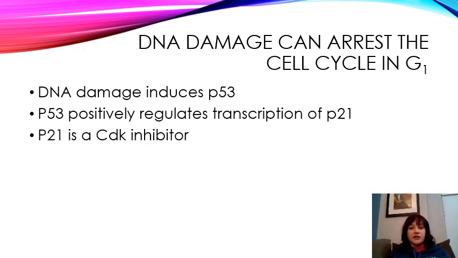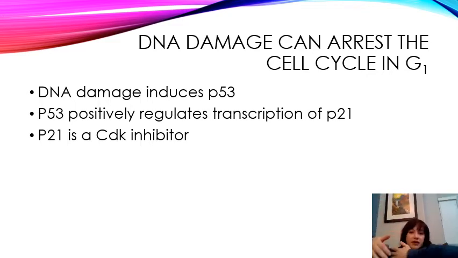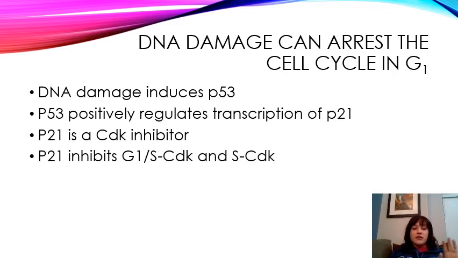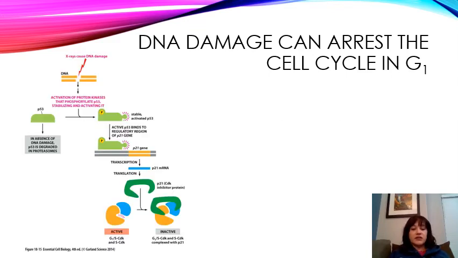P21 is a CDK inhibitor, right? So it's one of those that binds to a cyclin-CDK complex and prevents it from performing its functions. And so the more P21 that you have, the less likely the cell is going to proceed through the cell cycle. So if you have DNA damage, ultimately that's going to lead to more inhibition of these checkpoint proteins. It tells the cell, stop, hold up, wait a minute. We do not need to go on to S phase quite yet, right? So this is specifically inhibiting G1/S CDK and S CDK, preventing entry into S phase.